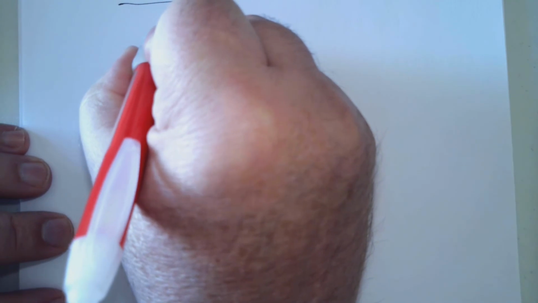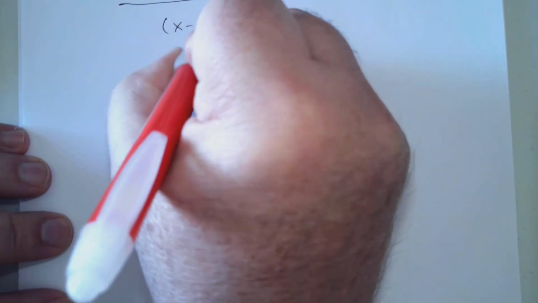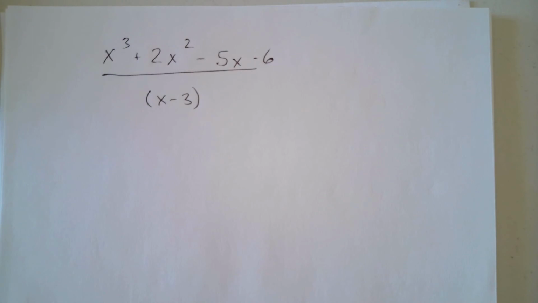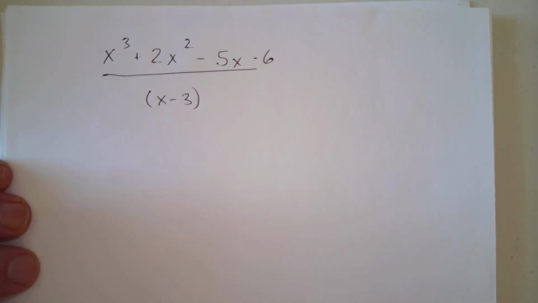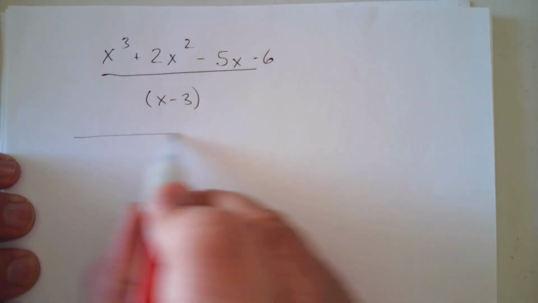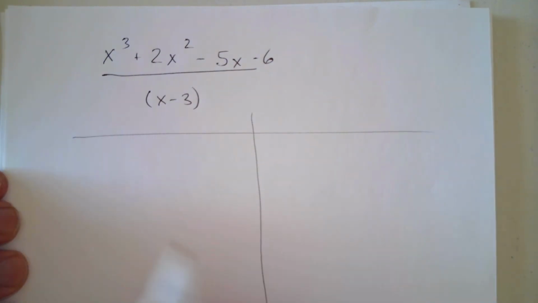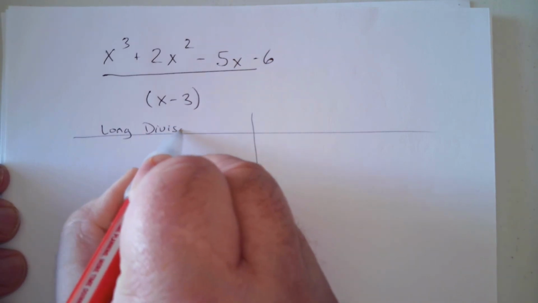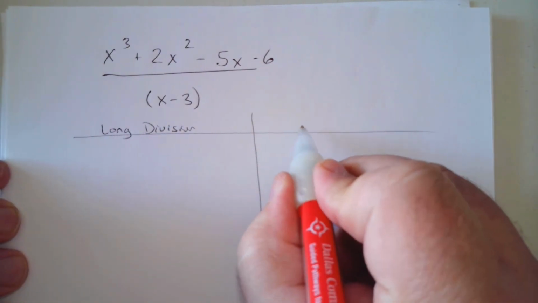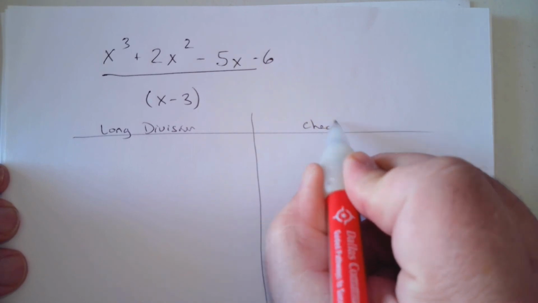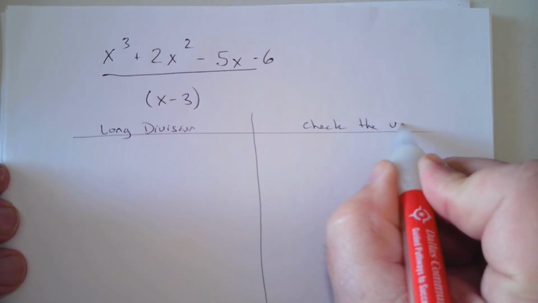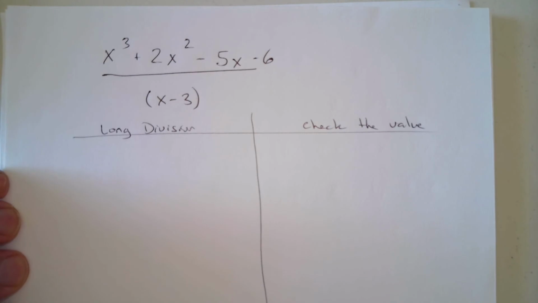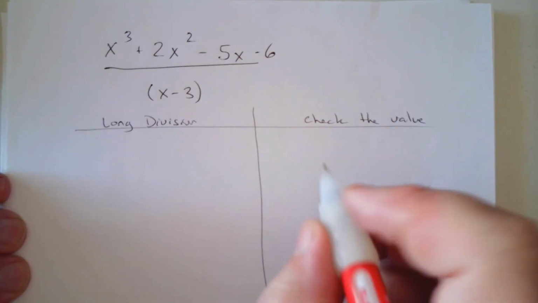Divide it by x minus 3. I'm sorry, same equation divided by x minus 3. We're going to do it both ways. Let's do it long division. And we're going to check the value. Let's do check the value first.